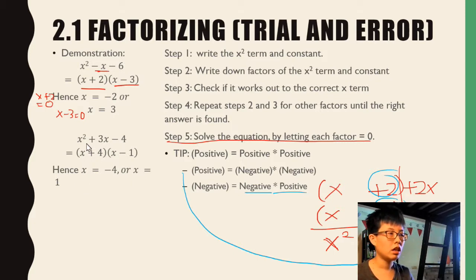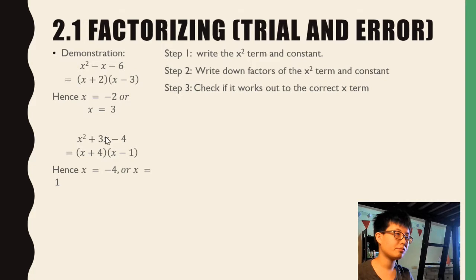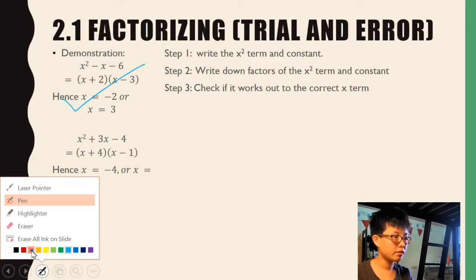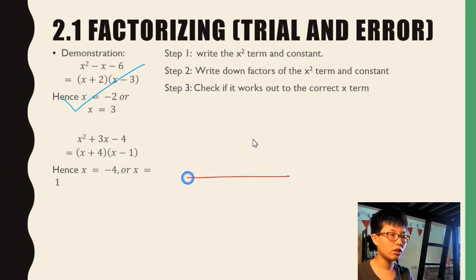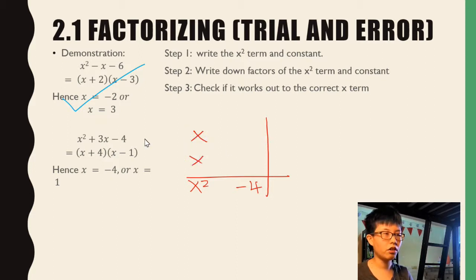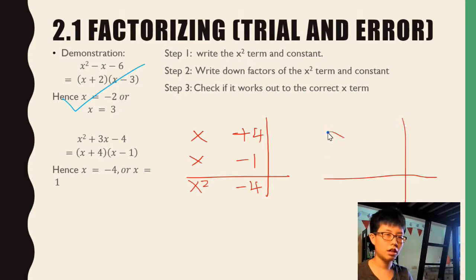First of all, let's go to the next slide. So we finished this, and now we're going to tackle this. Try this on your own. Pause the video if you want to try this on your own. But otherwise, I'll just go ahead and set it up. So x squared will be x and x. Negative 4. We could either try positive 4 and negative 1, or positive 1 and negative 4.